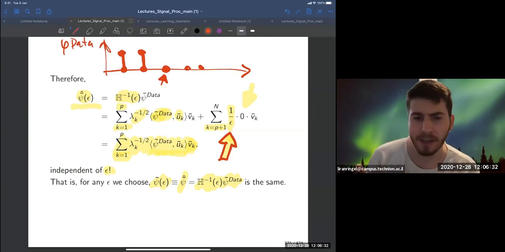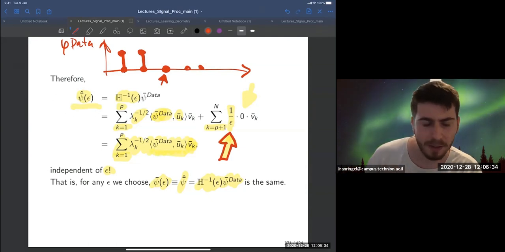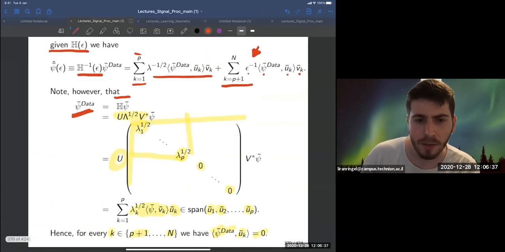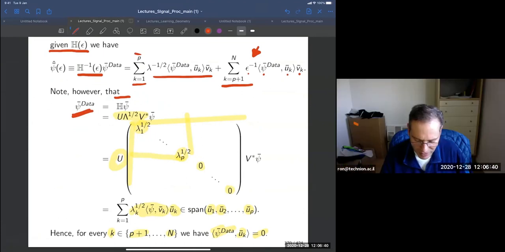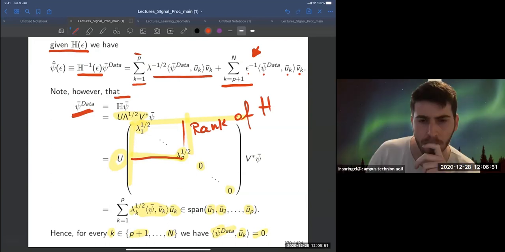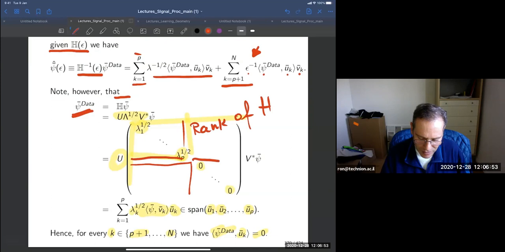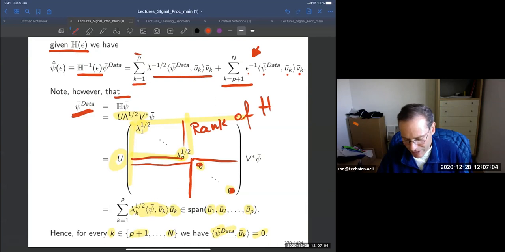All the zero eigenvalues that we get, this is the rank of H, of our filter, okay? P is the rank of H. The rest of the values are something that are completely arbitrary. So I don't really care what is written here. They could be any value that is written here. It wouldn't matter because they would fall into the null space of my psi data.